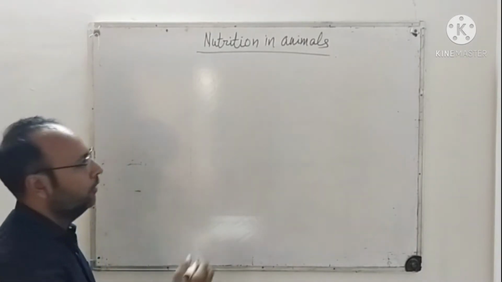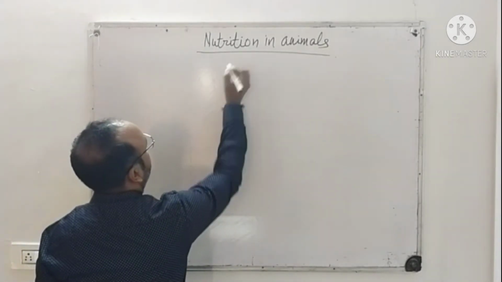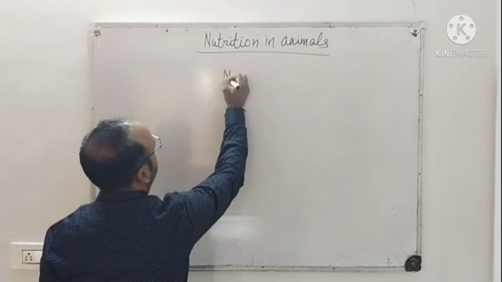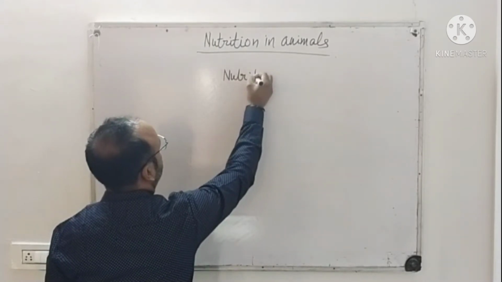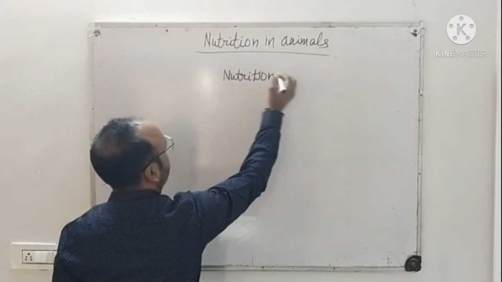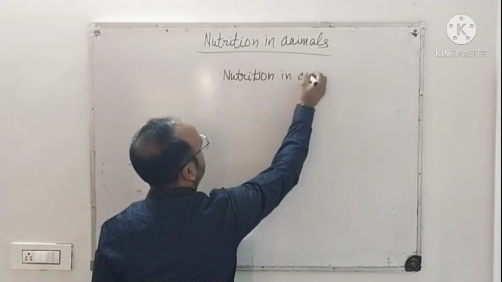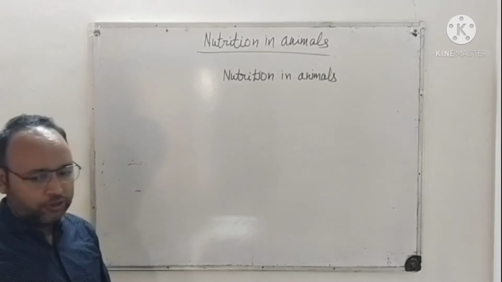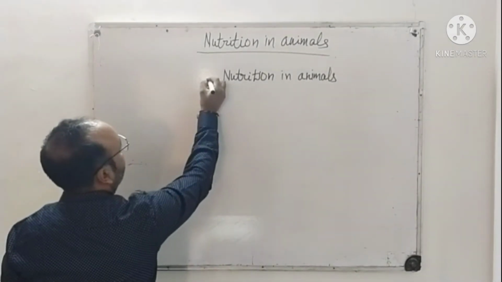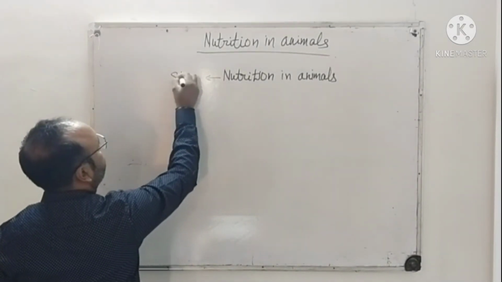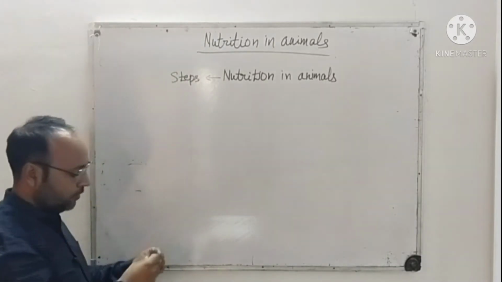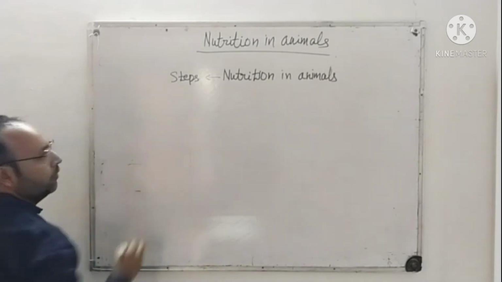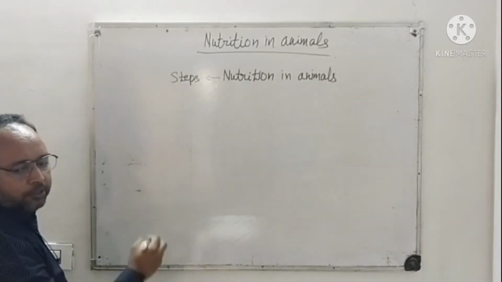So in this chapter we started with nutrition in animals. We all are aware of the process of nutrition, that is nutrition in animals. So first of all we discuss the different steps which are involved in this. What were these steps? Let us discuss them one by one.